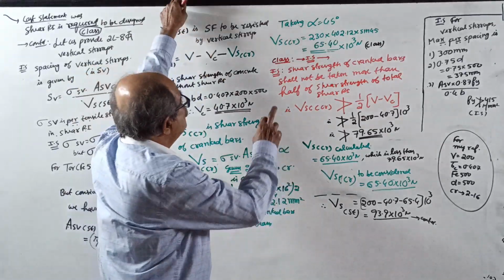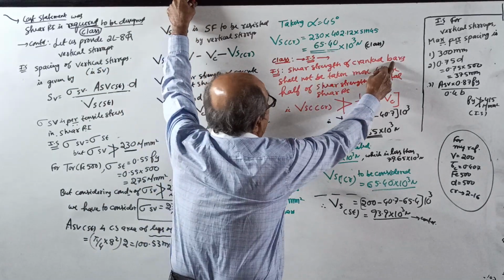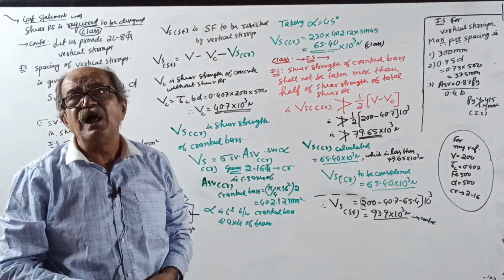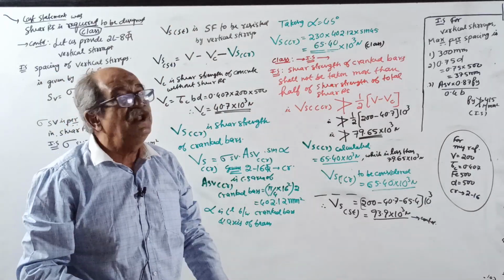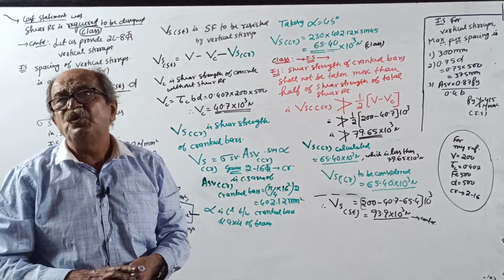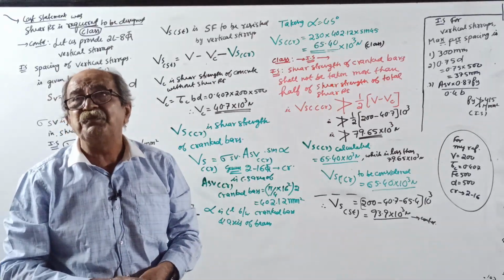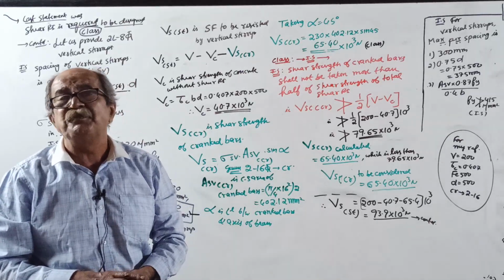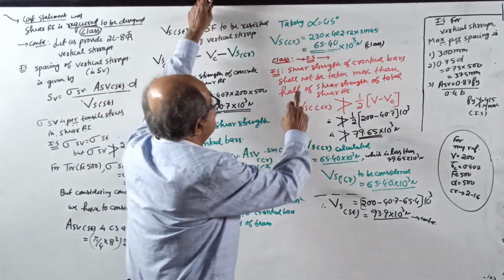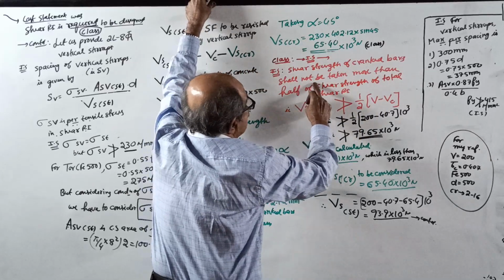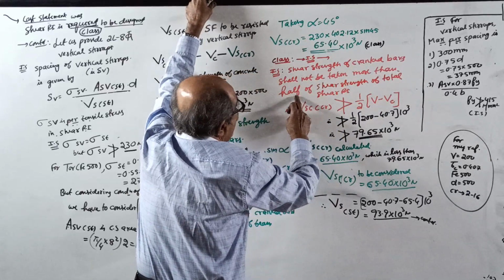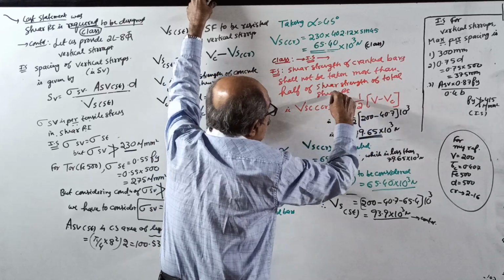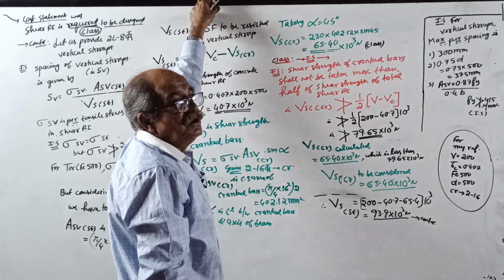But the IS code told about the shear strength of cranked bars. A cranked bar is a guest; it is not there always, but the stirrup is always there. The IS code gives more importance to stirrups, not cranked bars. So what they told is that the shear strength of cranked bars shall not be taken more than half of the shear strength of the total shear reinforcement.